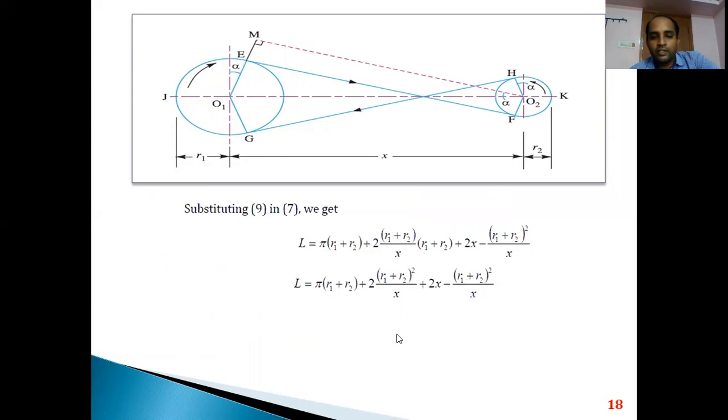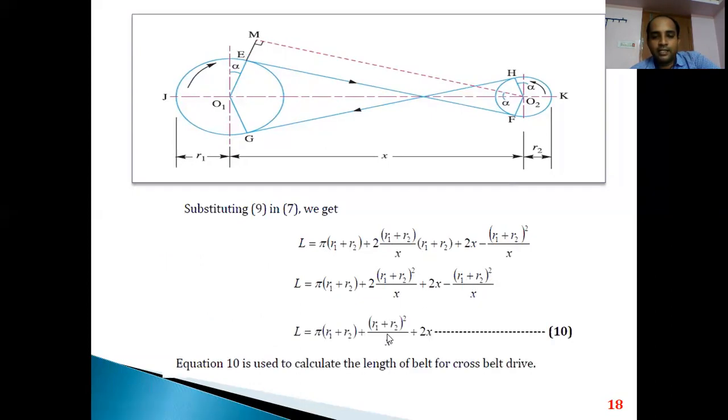So you can see here there is one term that gets cancelled, and the resulting equation we get is L = π(R1 + R2) + (R1 + R2)² by x + 2x. This is nothing but the equation to calculate the length of belt for the cross belt drive case. So this is the equation. Equation number 10 represents how to calculate the length of belt for the cross belt drive case.